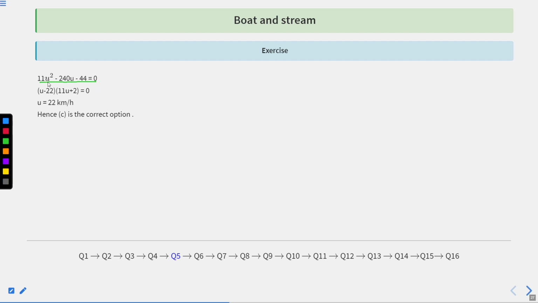Doing the middle term split here, you will have u minus 22 times 11u plus 2 equal to 0, which gives u equal to 22 km per hour. So the correct option here will be option number C.